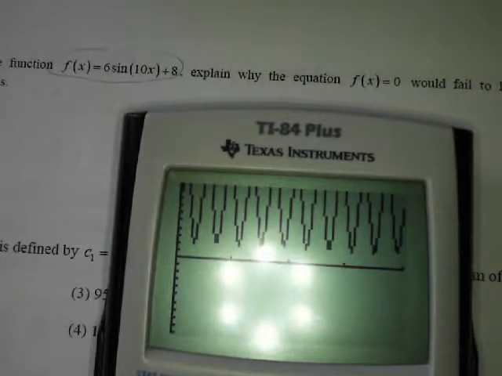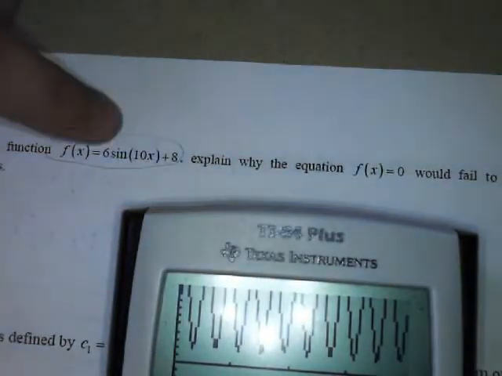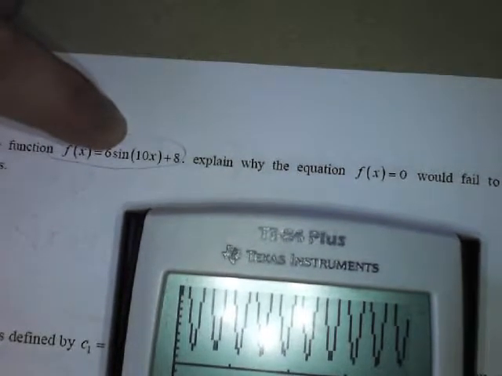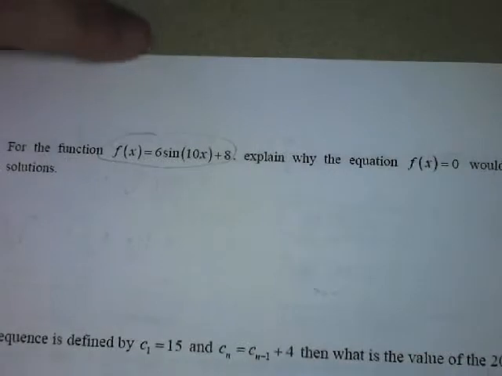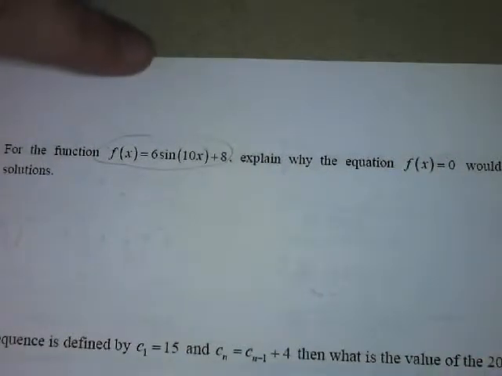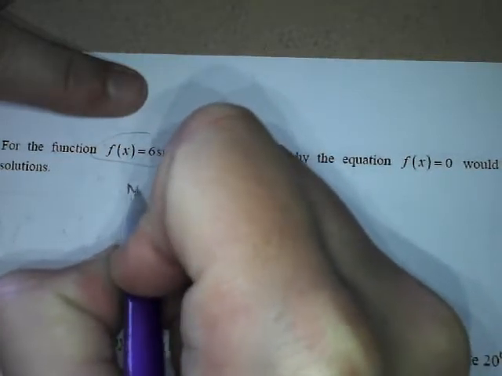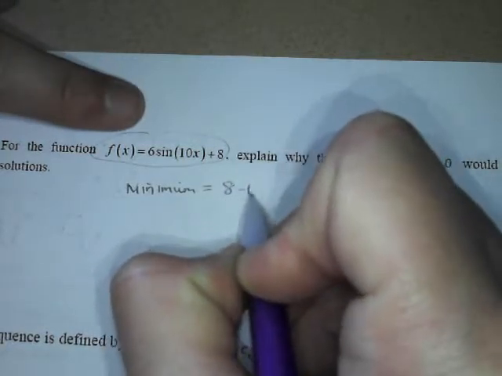But as far as solutions are concerned, she was dead on, right? Your solutions are going to be where it crosses the x-axis, okay? And f of x equaling 0. So when will this equal 0 kind of indicates, when is it equaling 0? And so she has a great point. Find the minimum, okay? So how do you find the minimum? Right, so you would maybe say the minimum equals 8 minus 6, which is 2.